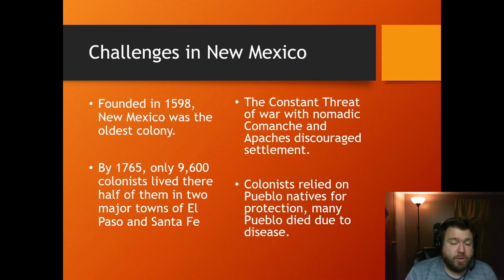Colonists relied on the Pueblo natives for protection. However, many of the Pueblo died due to disease. Now, the diseases that the Pueblo died from were due to their exposure to people coming from Europe. Because before the Europeans started coming to the Americas, the natives had no contact with them up until this time. So whenever the Europeans came over, instead of just bringing themselves and their clothing and weapons, they were also bringing their germs.